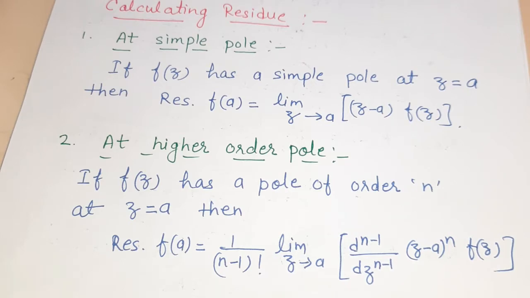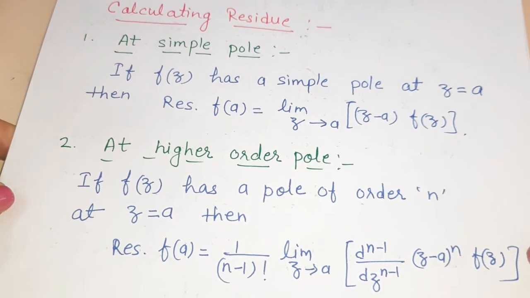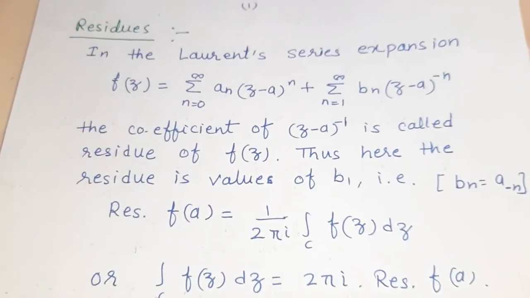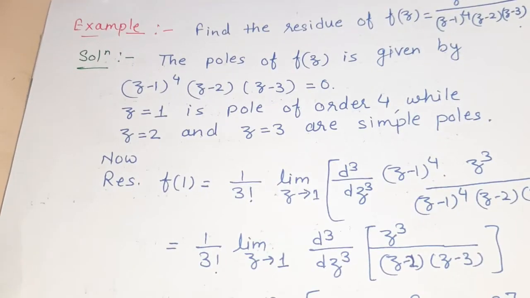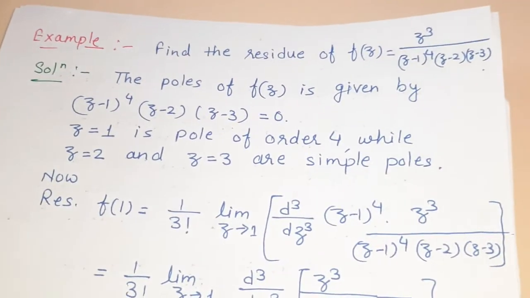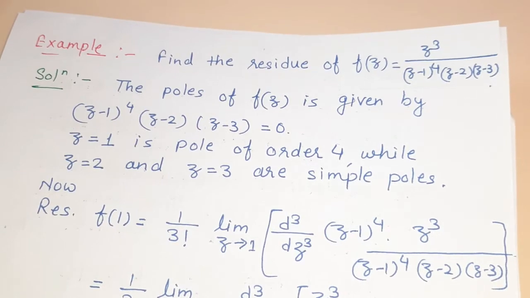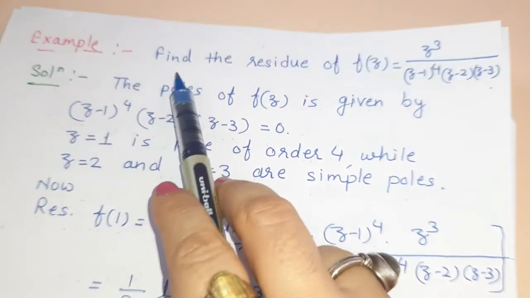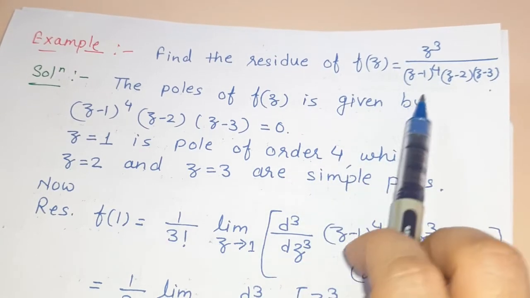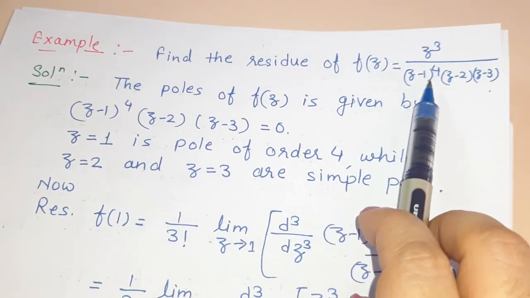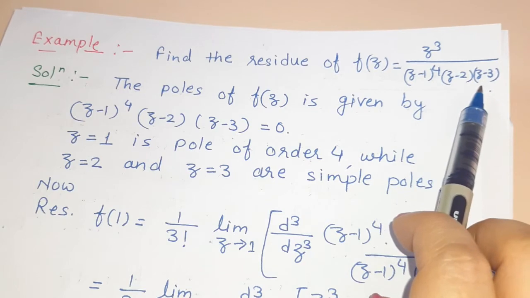So we see one example of it. To understand what poles and singularities are in a better way, you can see my previous video lecture on pole and singularity. I'll give the link in the description box. Now see the example. Find the residue of the function f(z) is equal to z cube by (z minus 1)^4 (z minus 2)(z minus 3).